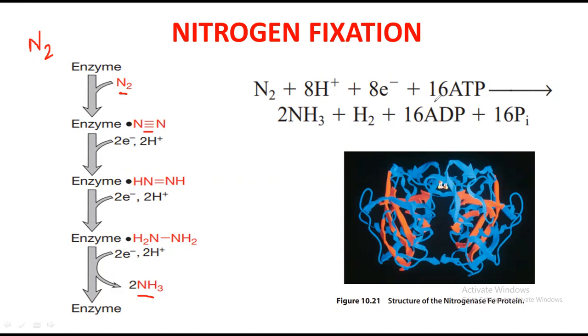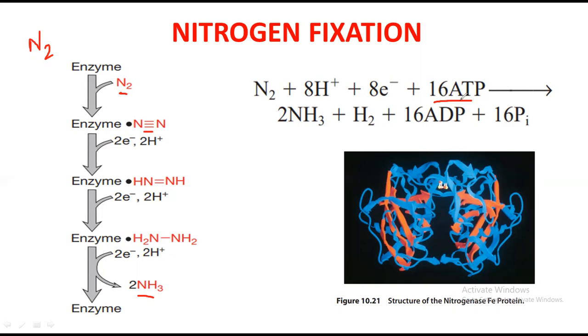So just keep this in mind. For your information, 16 ATPs are used in this chemical reaction. Just look at how energy consuming this process is. I have read in different books that it could consume 20% of the energy that is produced in the plants. So we all know that for the plants, different bacteria reduce nitrogen, and it takes 20% of the energy from that plant.